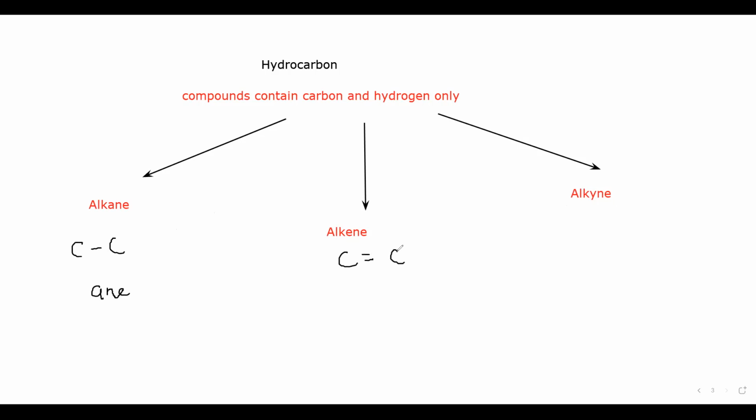Between the carbon atoms within the structure, if we find a double bond, we call that alkene, and between the carbon atoms, if there's a triple bond, we call that alkyne. So alkane, alkene, and alkynes, these are the three main classes of hydrocarbons. So first part we'll discuss mainly alkanes.